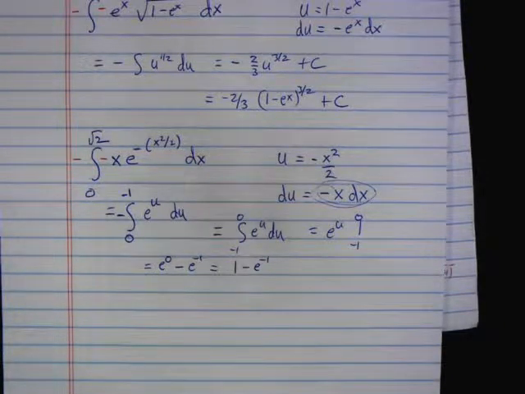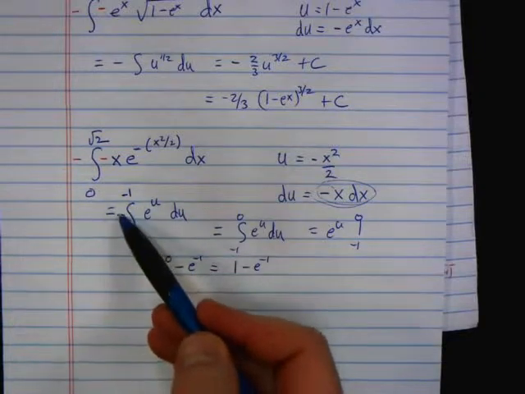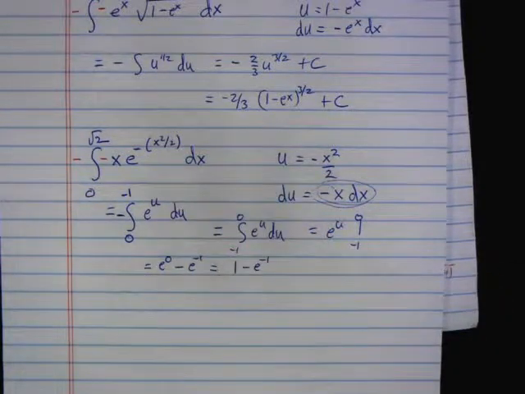Questions on that? So you could not change the bounds and just plug in at the end. Yes. Yeah, we didn't have to get rid of this negative sign and flip. We could have just left it. We would have gotten the same answer. Other questions?